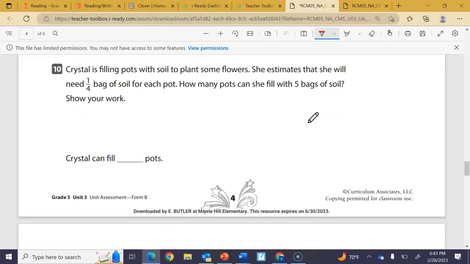All right, number 10. Crystal is filling pots with soil to plant some flowers. She estimates that she will need 1/4 bag of soil for each pot. How many pots can she fill with 5 bags of soil? Show your work. So I'm going to go ahead and give you time to work this out. Please pause the video and then unpause when you're ready to see the work.